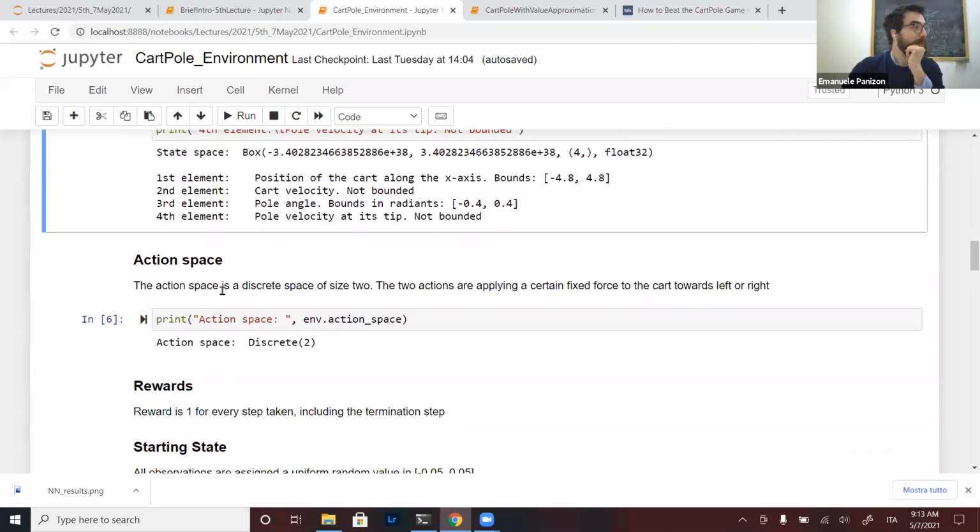The action space is super simple. This is discrete. It's just two, just left and right. So you can act on the cart. You can move it left or you can move it right. And of course, you are trying to juggle this pole.